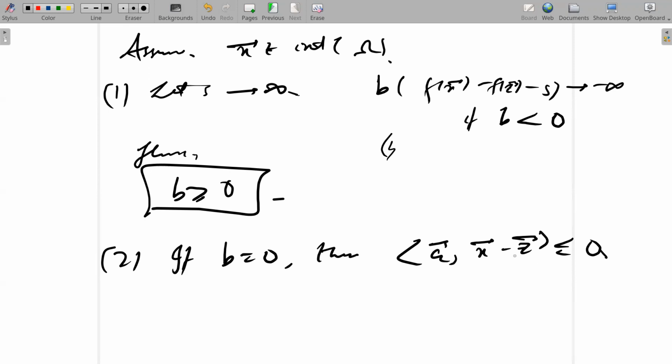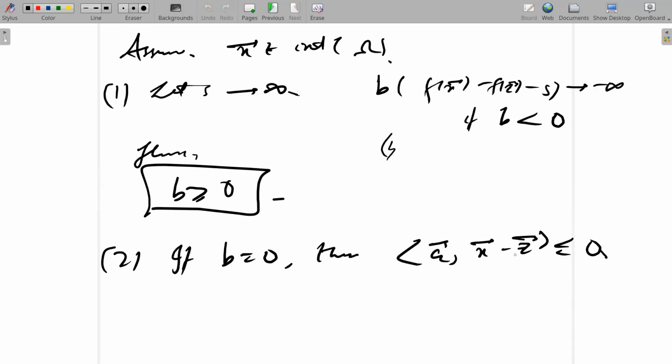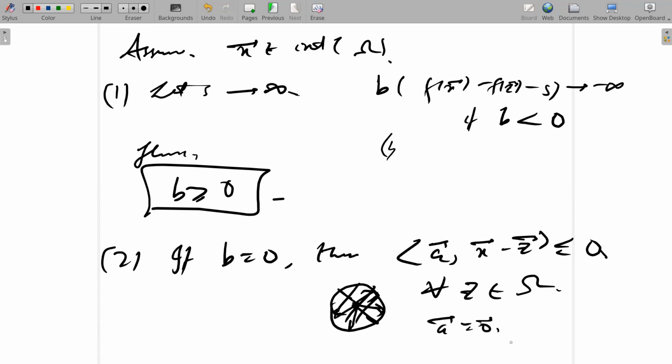So now this is true for all z, right? This inequality that we have is true for all z in omega. So if x is in the interior, I can choose a ball like this, x is in the center, and all directions are included there. The magnitude does not matter. So if a dot x minus z is positive, then a dot z minus x must be negative, right? So if this is true for all z in omega, taking z in this unit ball, we conclude that a must be equal to the 0 vector. Because essentially it is telling you that a dot the whole of Rn is equal to 0.